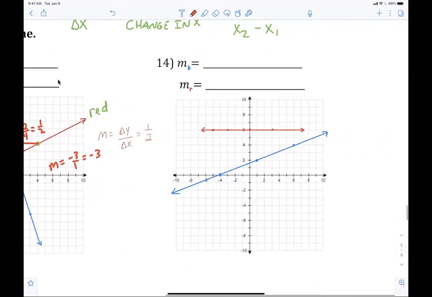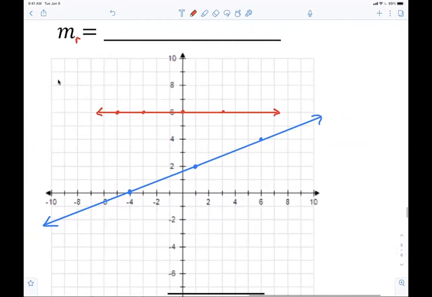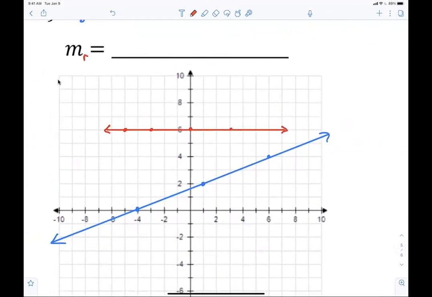All right. Now, I have a horizontal line. Everybody should jump on that right off the bat and say slope is what? 0. For those of you who are listening, all horizontal lines have a slope of 0. So everybody comes over here and puts m equals 0.